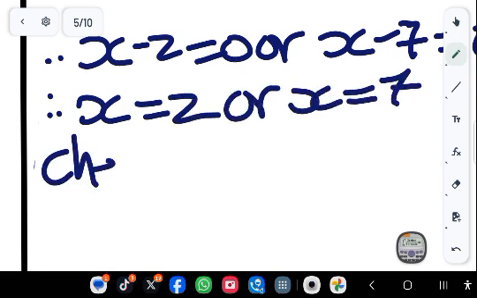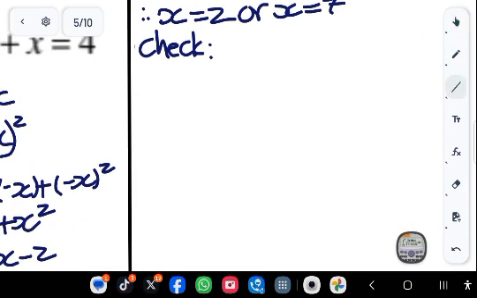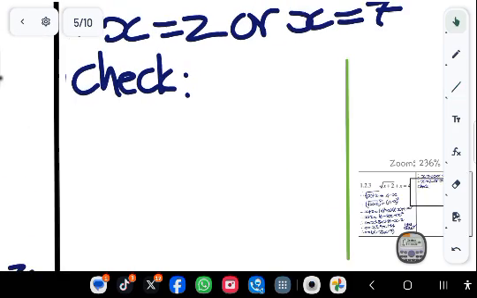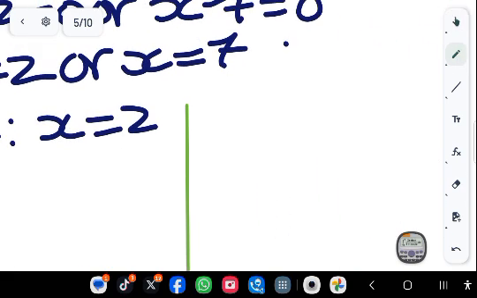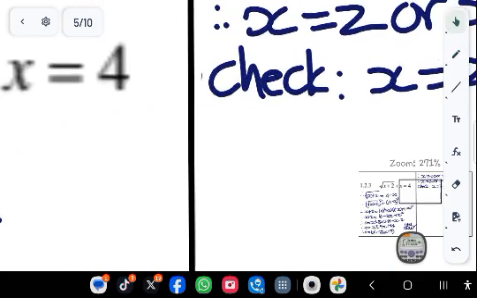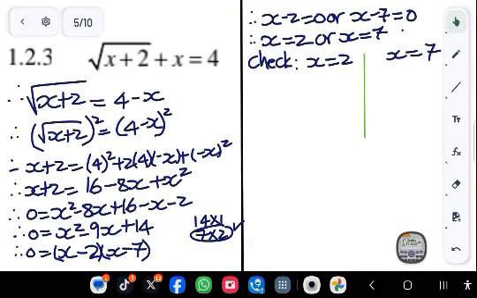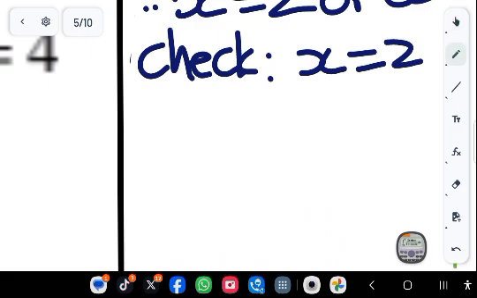Let's check. Always check, because squaring introduces roots, or solutions, that may not be part of the final solution. So we need to make sure that we eliminate those in case we do have such a scenario. So that is okay. We're checking x equals to 7. Alright, for x equals to 2, we go left hand side, substitute 2 wherever there is x.